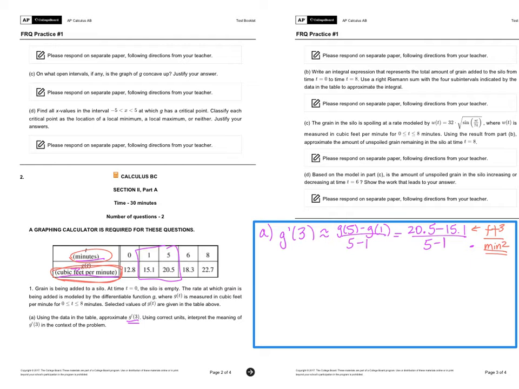So I would say something about, and I can look at this number, even if I don't get the actual number. Yes, you have a calculator if you want to get that pretty quickly, but I can tell that that's going to be a positive number. So I know that the rate is positive. So that means the grain is going to be added at an increasing rate. So I'm just going to say at t equals 3 minutes, the rate, I'm using words from the problem, at which grain is being added is increasing.